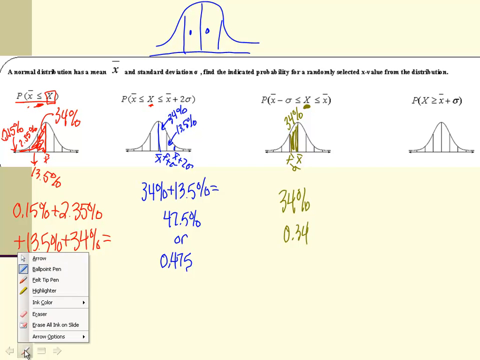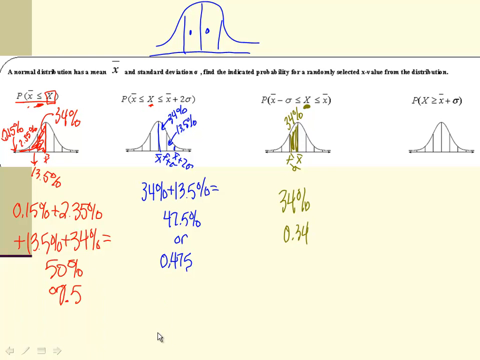And then for the very last one here, we want the probability that our value is greater than the mean plus a standard deviation. So here's my mean plus a standard deviation. So we want really all of these values right here. So we know that this one is 13.5%. The next one is 2.35%. And then this last little tiny piece right here is 1/1500ths of a percent.